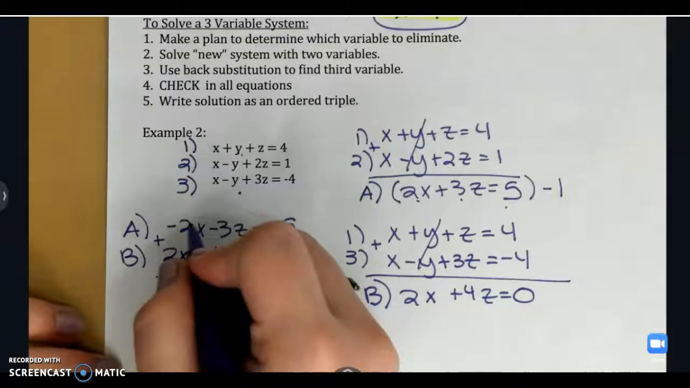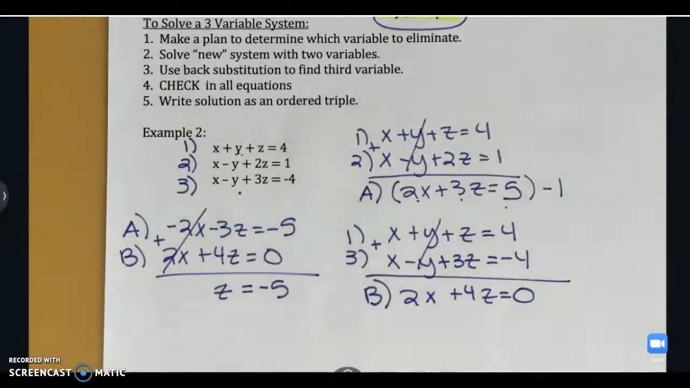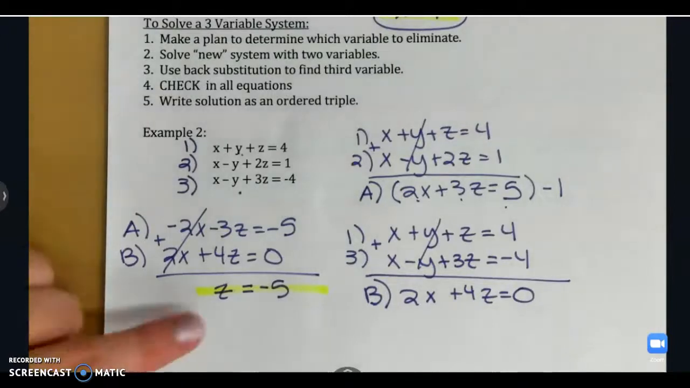And I'm going to combine everything on the left and everything on the right, and I've now found z is -5. So I found my first variable. Yay! It took a lot to get there, but I now have one of my three variables. So now I need to start using back substitution to get my other two variables.